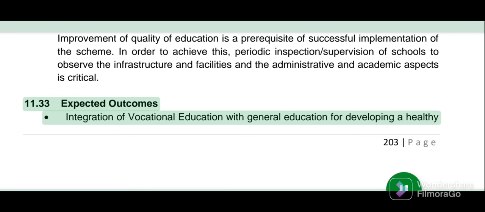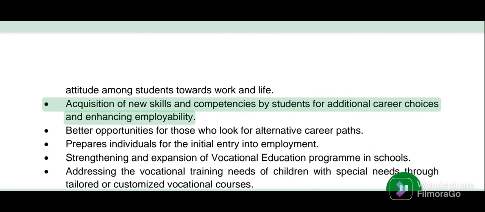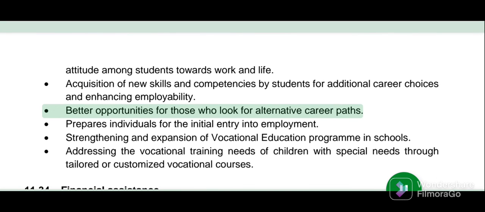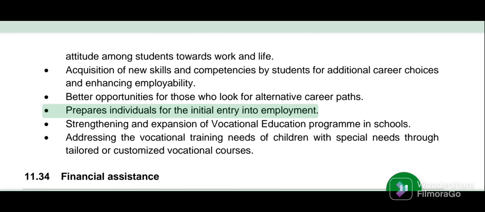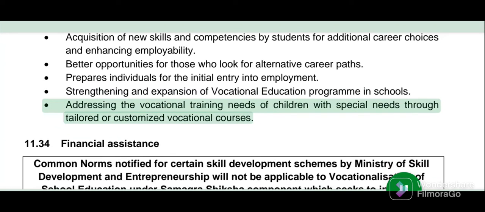11.33 Expected outcomes: Integration of vocational education with general education for developing a healthy attitude among students towards work and life. Acquisition of new skills and competencies by students for additional career choices and enhancing employability. Better opportunities for those who look for alternative career paths. Prepares individuals for the initial entry into employment. Strengthening and expansion of vocational education program in schools. Addressing the vocational training needs of children with special needs through tailored or customized vocational courses.